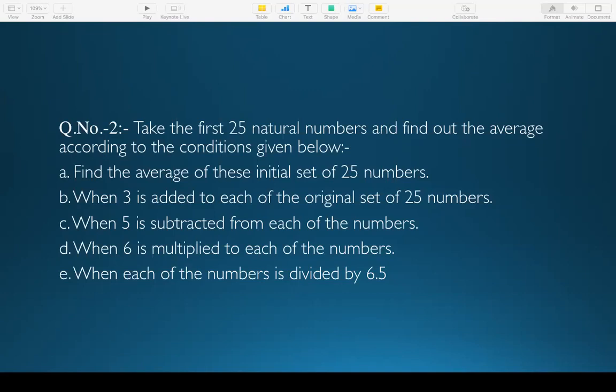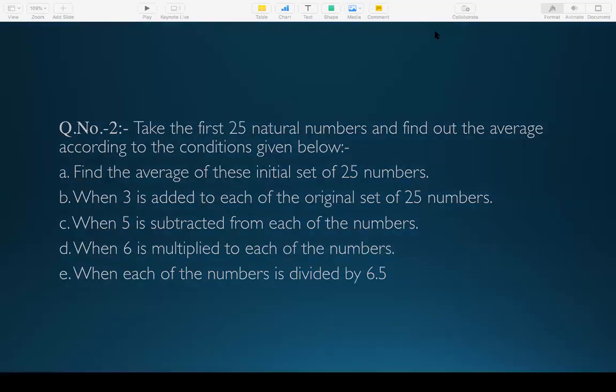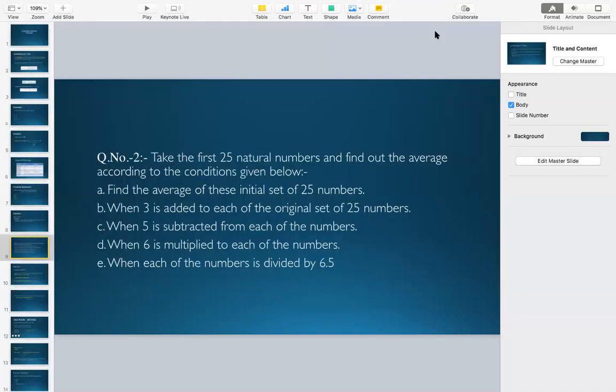I want you guys to tell me the answer of all the 5 questions together, okay? Just separate the answers with the help of comma. Everyone, tell me all the answers together, okay?